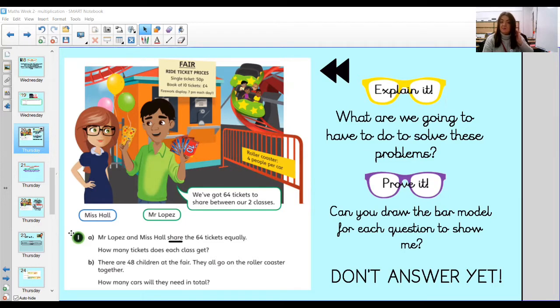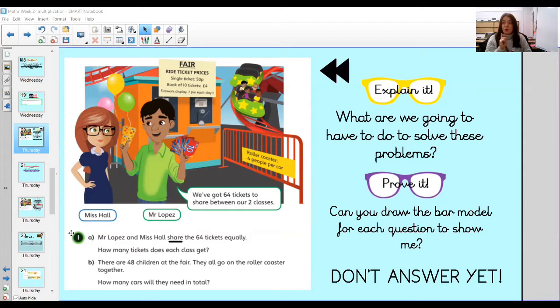The next one is B. Again, remember, don't answer it yet. B is there are 48 children at the fair. They all go on the roller coaster together. How many cars will they need in total? So you're going to have to retrieve something from that picture to help you with that question.